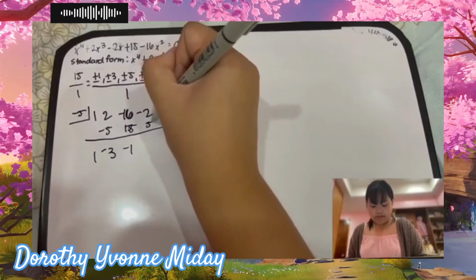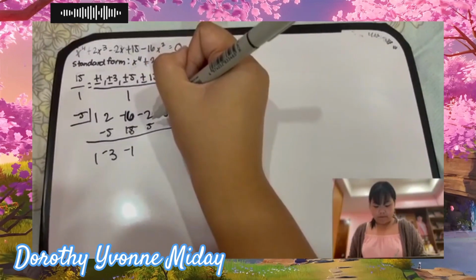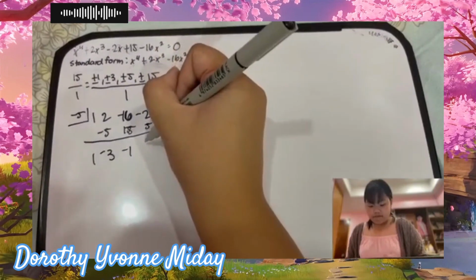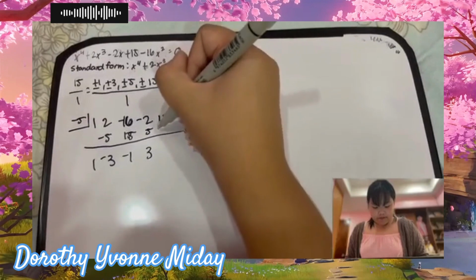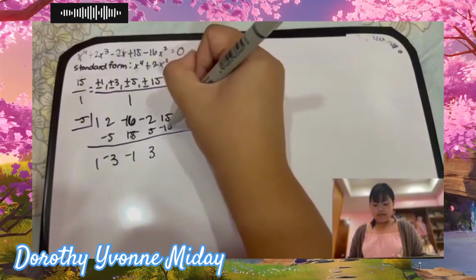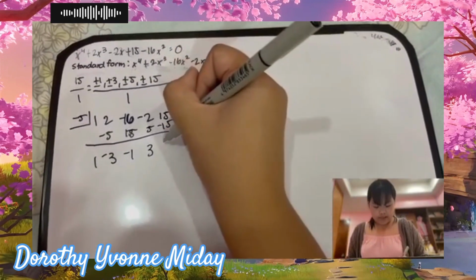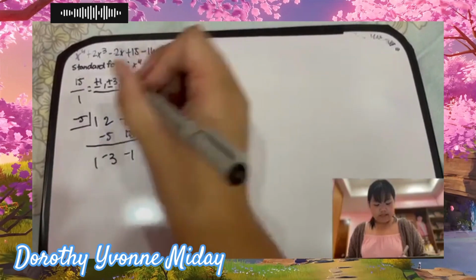Negative 16 minus 15 is equal to negative 1. Negative 1 times negative 5 is equal to 5. Negative 2 minus 5 is equal to 3. 3 times negative 5 is equal to negative 15. 15 minus negative 15 is 0.